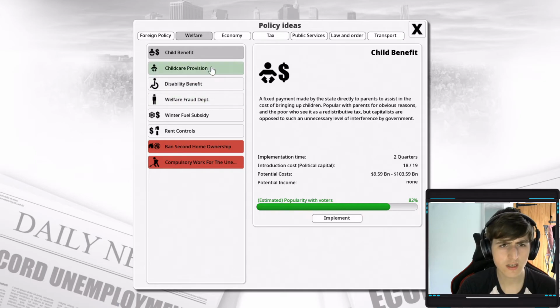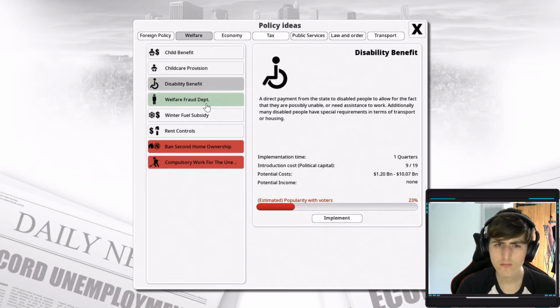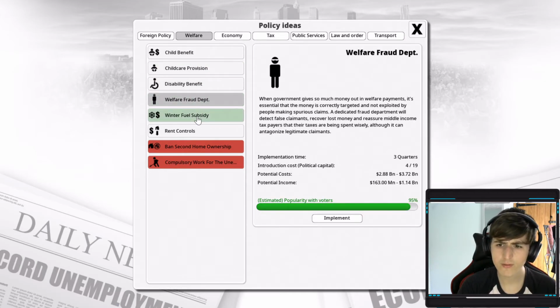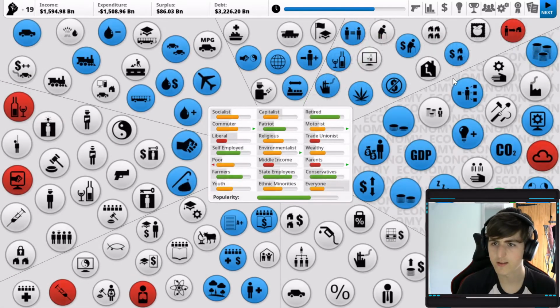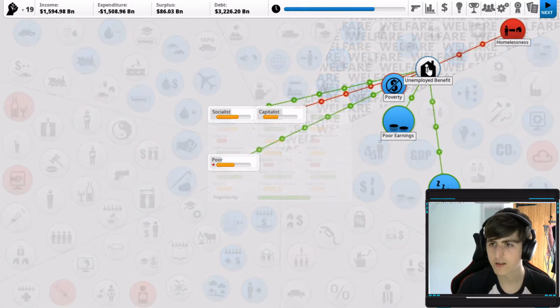bring some things in. Child benefit, disability benefit, welfare fraud department. Look how popular that is, and it wouldn't even give us much income. But I think that's more due to the fact that there just isn't that much welfare in the US, really, is there? Other than state pensions.